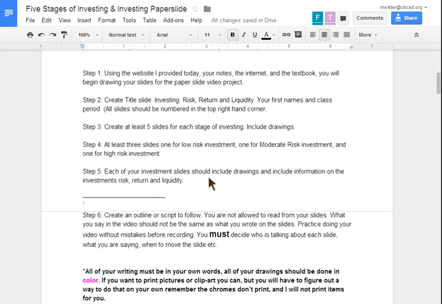Each of your investment slides should include drawings and include information on the investment's risk. How likely is it that you will lose your money or gain money? The return, which is how much you would expect to get if you make this investment. And then liquidity. Liquidity means how easy is it to get your money if you need to.